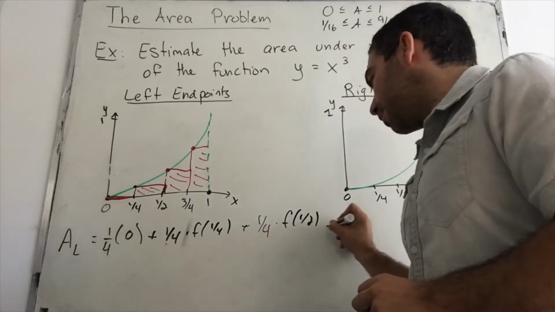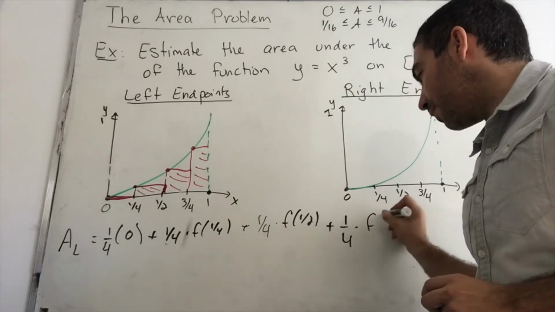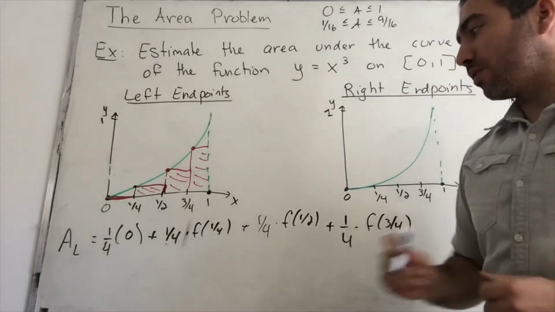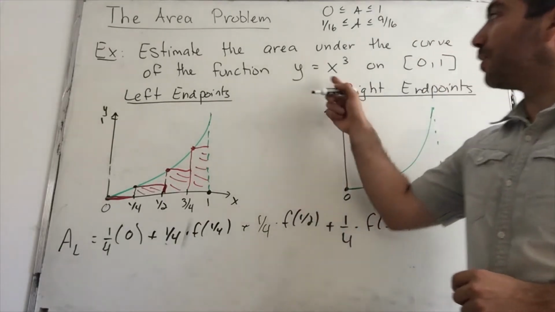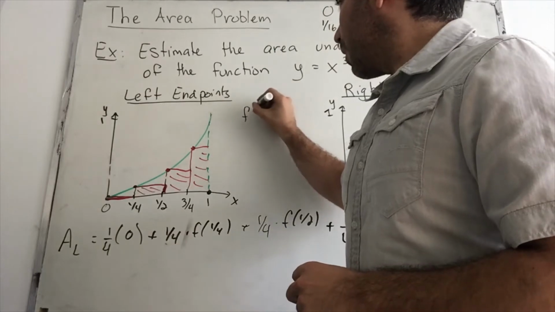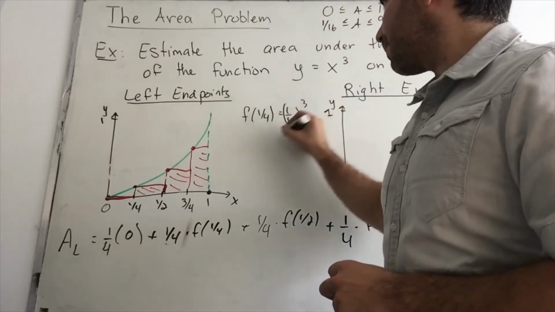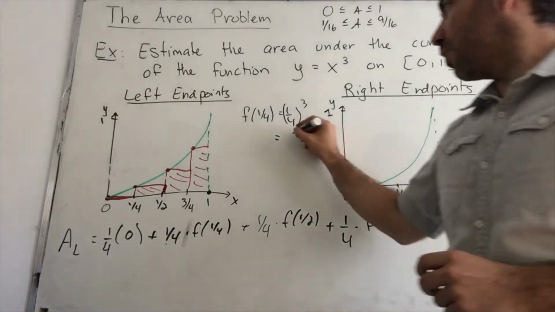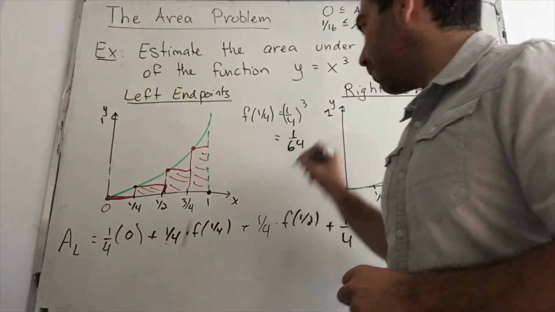And then lastly, let's continue on this side. We have a quarter times f of 3/4. Okay, so all we have to do now is plug in a quarter, a half, and 3/4 into our original function, f of x equals x cubed. So let's do that. f of a quarter is a quarter to the 3. This is equal to 1 over 4 times 4 is 16, times 4 is 64. So we get 1 over 64.